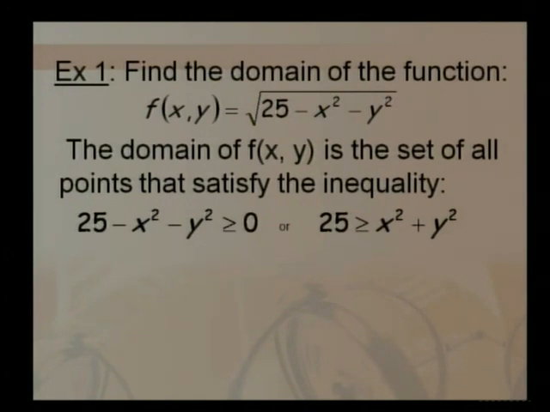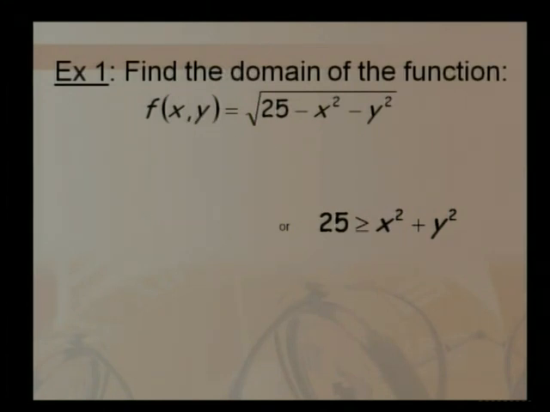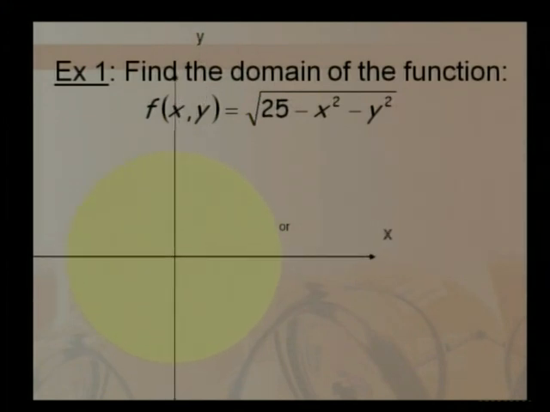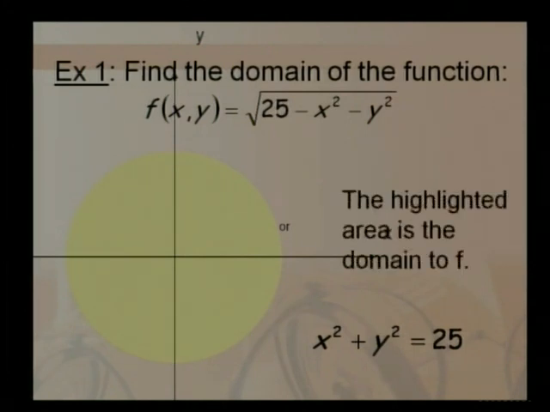Here that means 25 should be greater than or equal to x square plus y square, that is, the value of x square plus y square must be less than or equal to 25, and this will give us the circle x square plus y square is equal to 25. So all the values on the circle and inside the circle will satisfy the domain of this function. So this highlighted area is the domain of f.